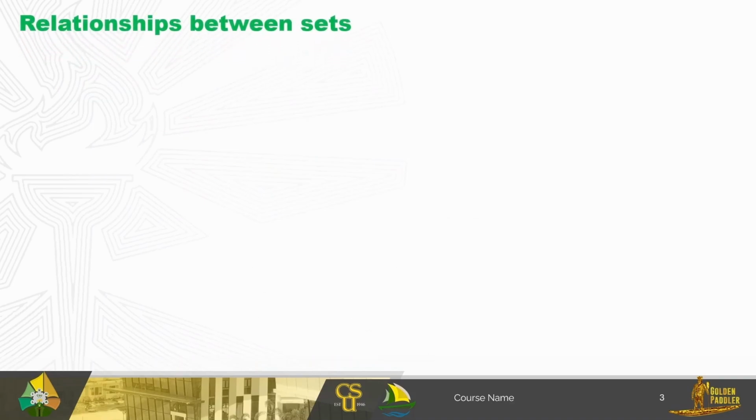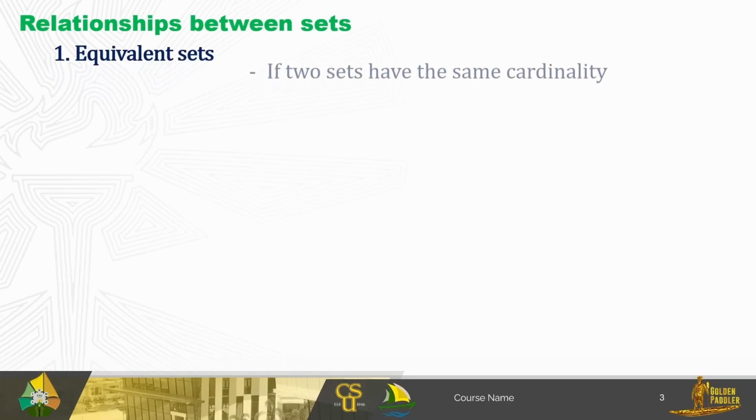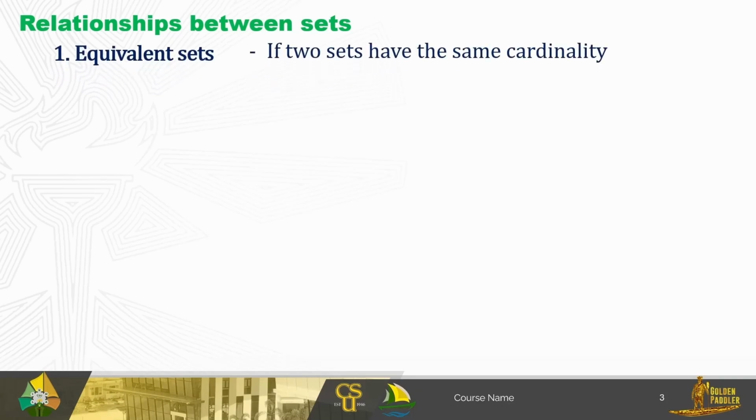Relationships between sets. The first relationship is equivalent sets. If two sets have the same cardinality or equal cardinality, they are called equivalent sets. In notation form, if A and B are equivalent sets, we have this one. So you read this as A is equivalent to B.